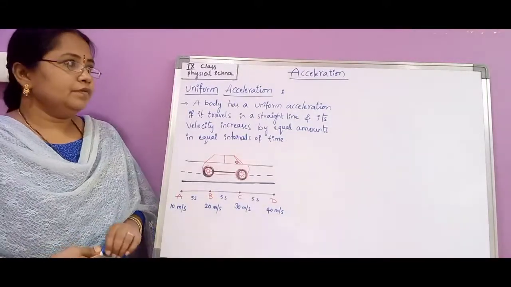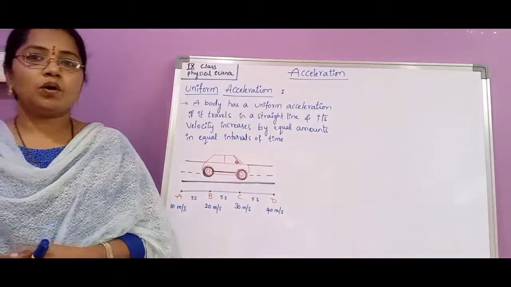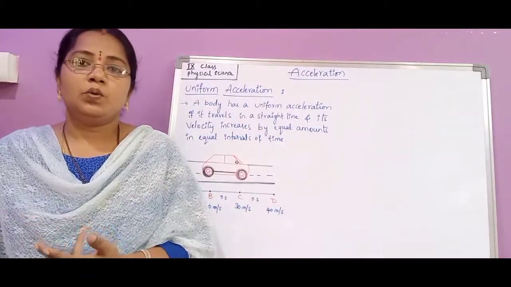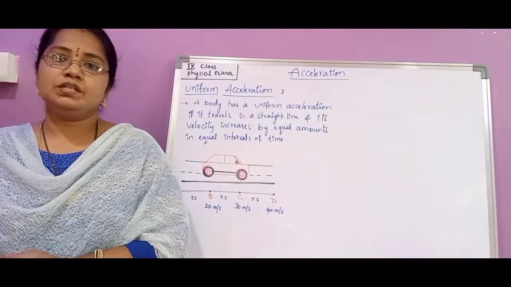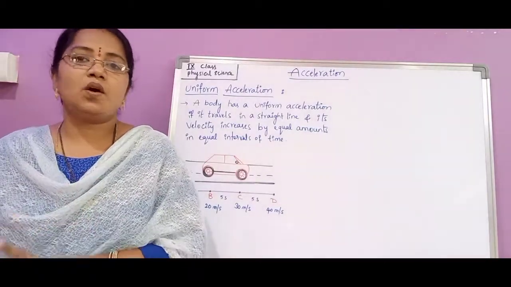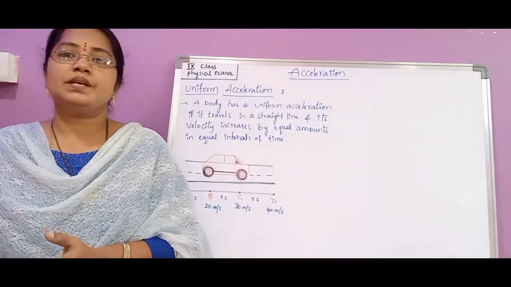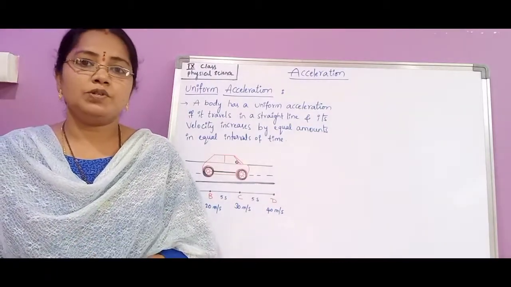In the previous class, we learnt about uniform motion and non-uniform motion. So, what is uniform motion? The body is said to be in uniform motion when its velocity is constant. That means when the velocity of an object does not change, it remains constant, then the body is said to be in uniform motion.